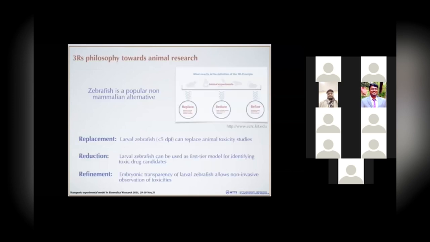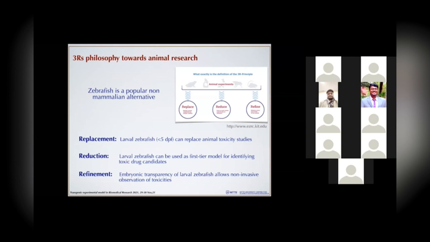Because we are talking about alternative model systems in biomedical research and how zebrafish becomes relevant here, of course, when you talk about alternative model systems, we always talk about the 3 R's. The 3 R's stand for replacement, reduction, and refinement. Zebrafish fits all three. When you talk about replacement, you can use the larval fish. The embryonic stage of zebrafish completes by 72 hours, so from 72 hours to about 1 month of age is considered the larval stage.